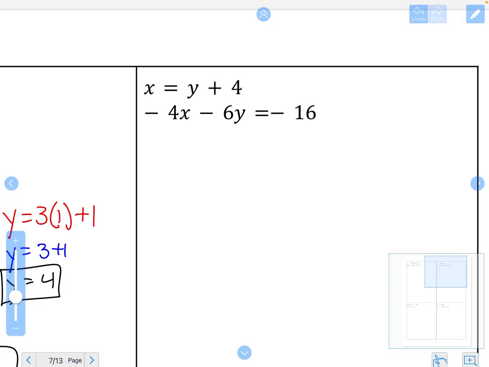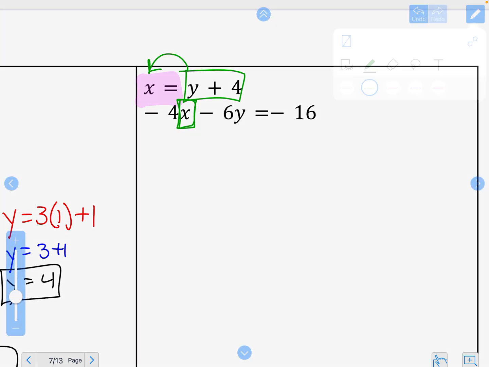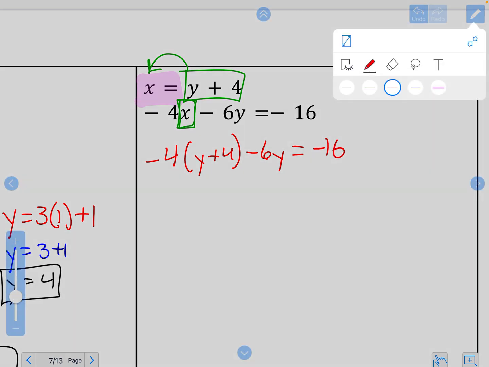All right, so this one's no different. Instead of y equals, it's x equals, but our procedure and everything that we do is still going to be the same. y plus 4 is equal to x, so I'm going to put a box around my x. I'm going to rewrite my equation, negative 4 parentheses y plus 4 minus 6y equals negative 16.